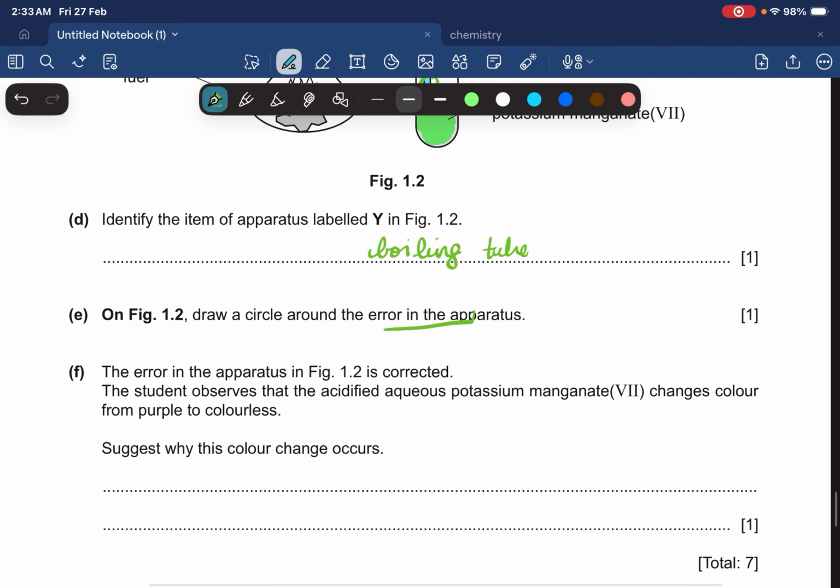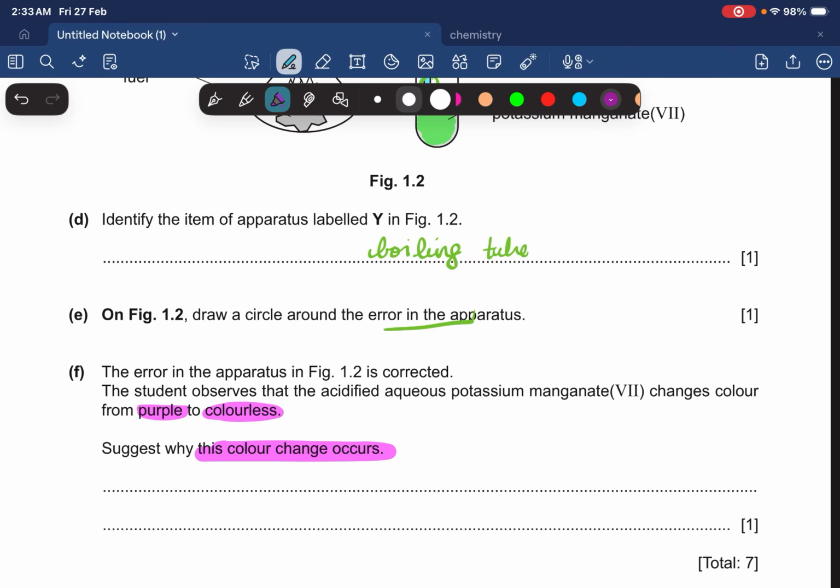The student observes that the aqueous acidified potassium manganate changes color from purple to colorless. Okay, suggest why the color change occurs. So over here we have to tell why the color is changing.